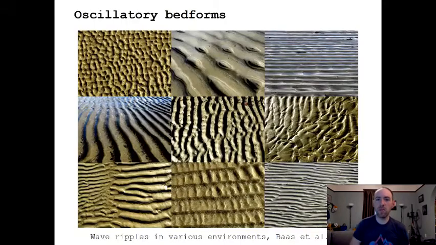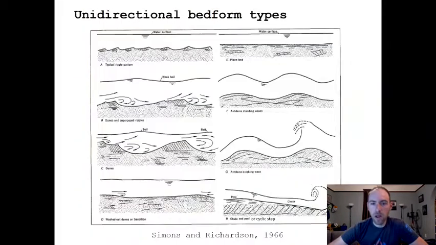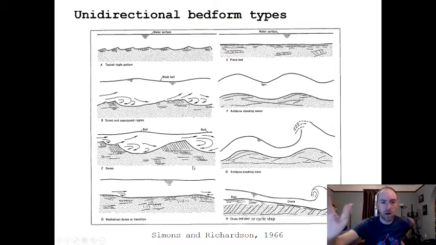But we're going to focus primarily on unidirectional bed forms in the rest of this lecture here. And by unidirectional, I mean unidirectional current, right? And so in this case, we're referring to, say, a river, for example. This can also apply in tidal systems where a flood tide versus an ebb tide might move more sediment in one direction than the other, right?